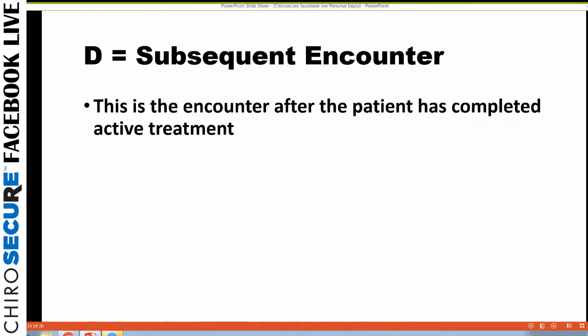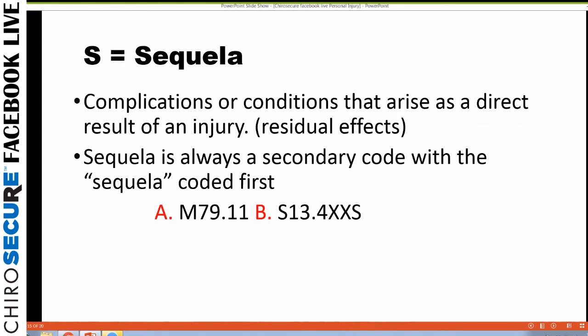The reason you almost never use the D, this is the encounter after the patient has completed active treatment. So in other words, this would be, for instance, the final visit if the patient was completely asymptomatic. And I would suggest probably not to ever use that code because it doesn't equal treatment. Now, sequelae may be used. Sequelae certainly to me indicates kind of a prognosis of this patient.